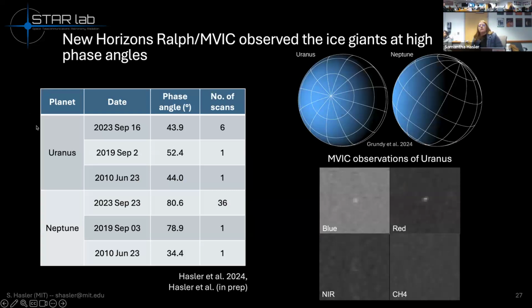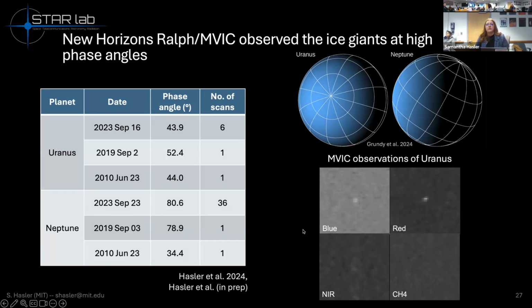In 2023, New Horizons' multispectral visible imaging camera observed the ice giants at high phase. We had a dedicated imaging campaign. In the table, I'm showing you some of our observation details. You can see we have 6 scans of Uranus from 2023 and 36 of Neptune. The top right-hand side is showing you the viewing geometry with respect to New Horizons. And then I have a subset of some of our data here.